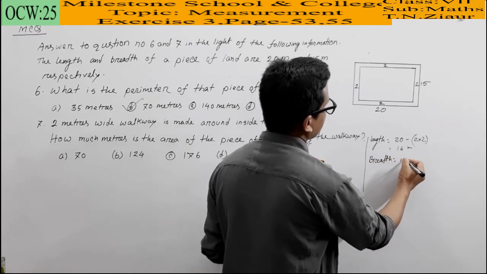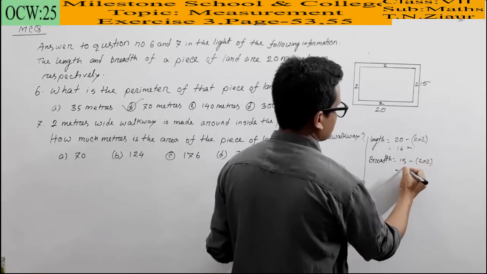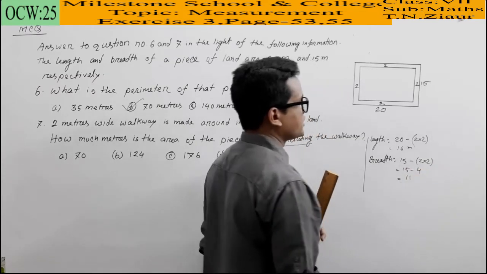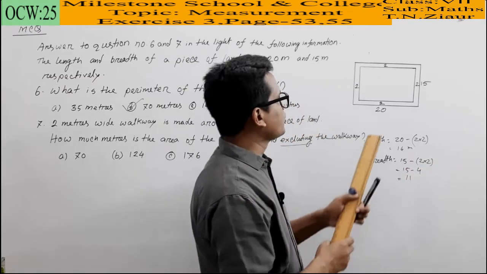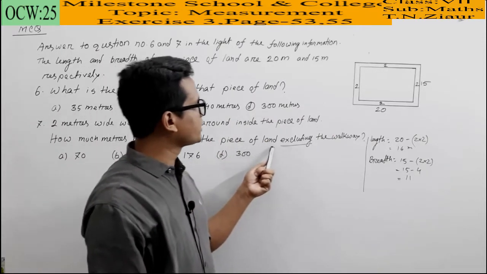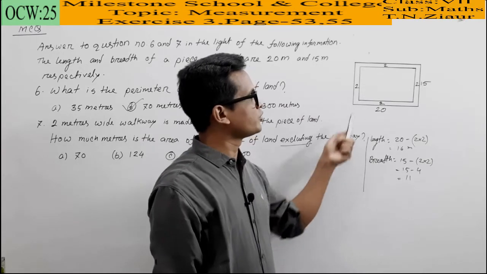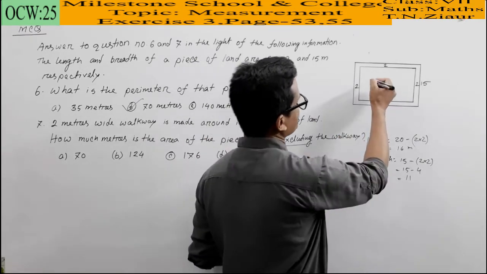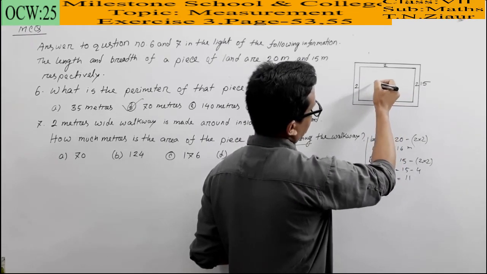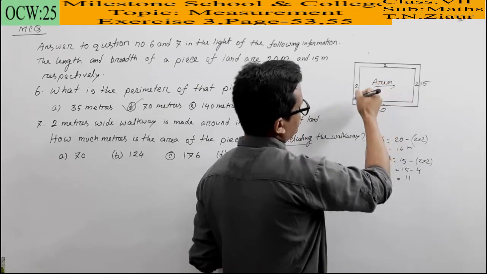Breadth is 15 here, so minus 2 into 2. So 15 minus 4 will be 11. Now, here it is given: how many square meters is the area of the piece of land excluding the walkway? Only this part, without the walkway, we have to find this area. What will be the area of this part only, not the road?